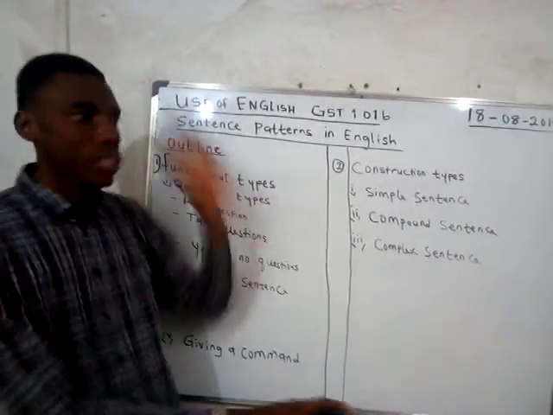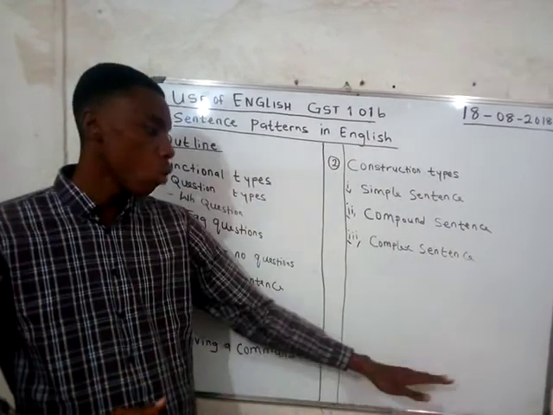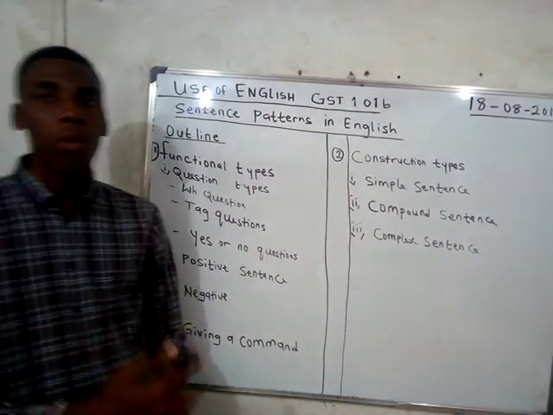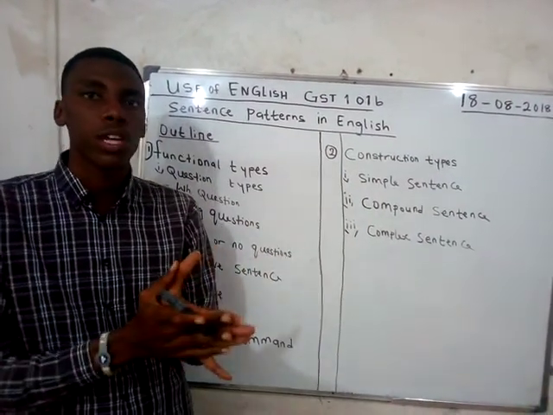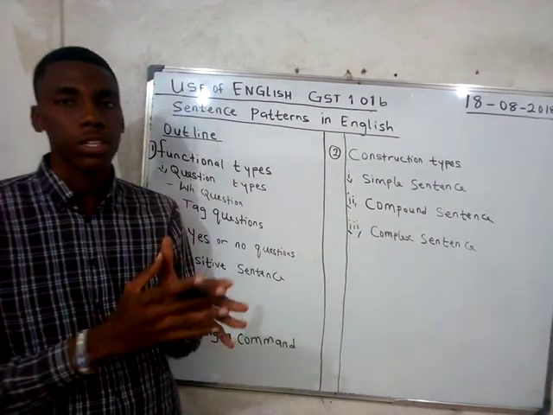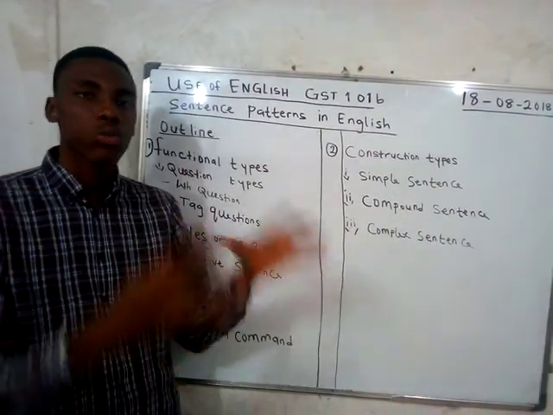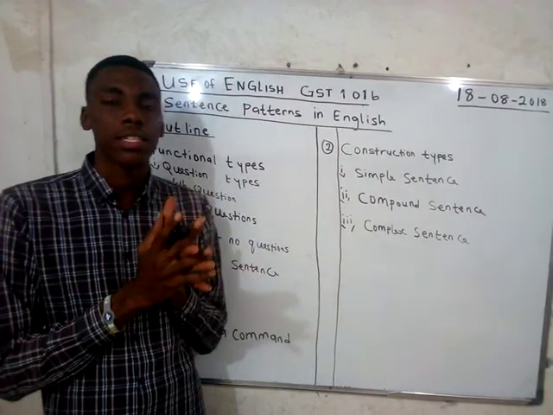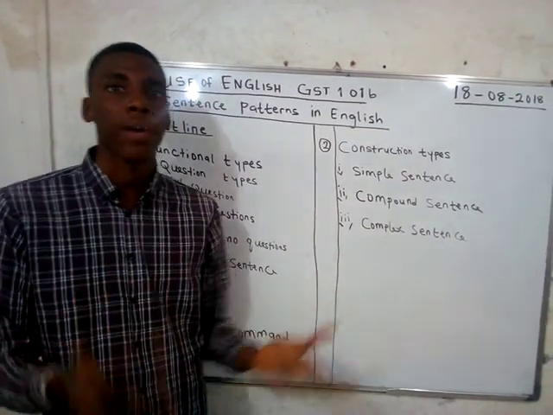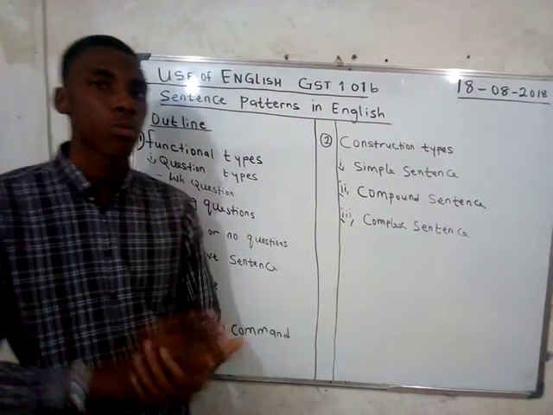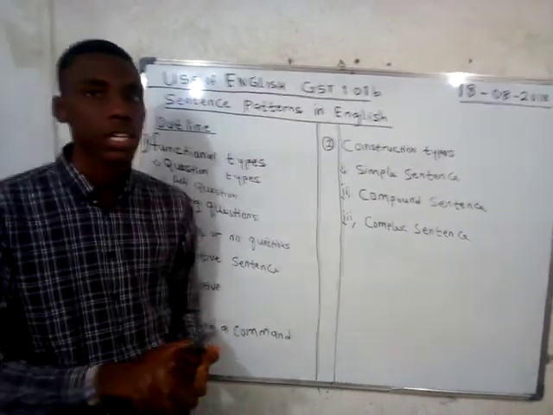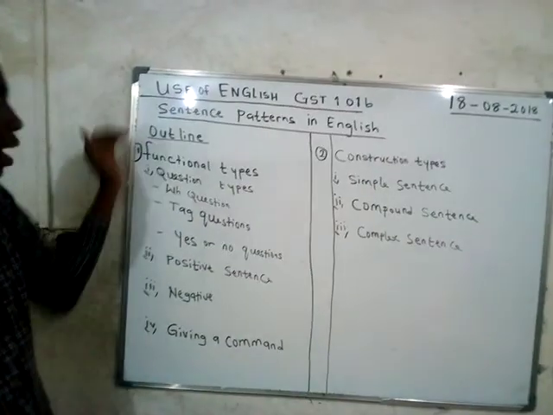English has the lowest level on the hierarchy, which is known as the morpheme. From the morpheme, a group of morphemes comes together to make up a word, and a group of words comes together to make up a phrase. A group of phrases comes together to make up a sentence. And when sentences come together, we can have a paragraph or a full-blown essay. So today we are treating sentence patterns in English.